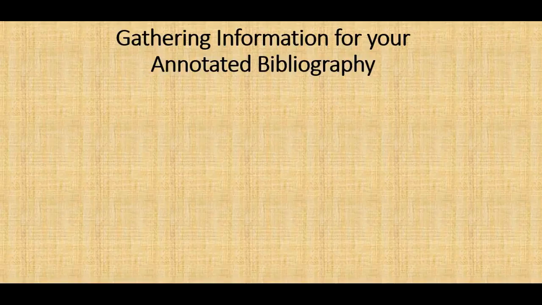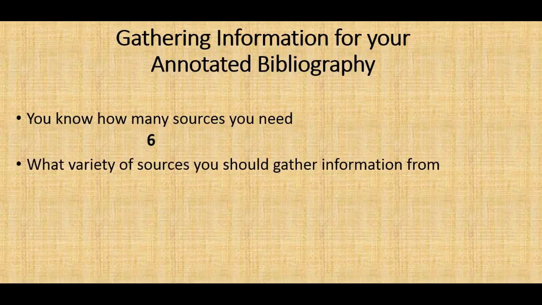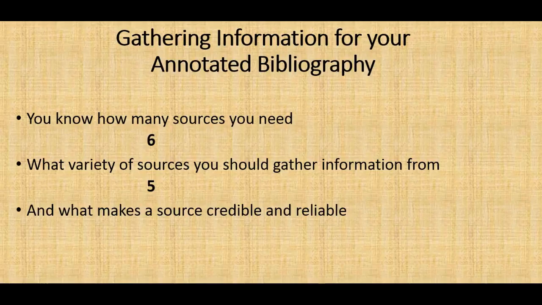Okay, now that you know what the assignment is, which is making an annotated bibliography, I'm going to show you how to get started with that. The first thing you need to know is how many sources you need for this assignment. That is 6. You've got to find 6 sources. The assignment also asks for a variety of sources. In other words, where are you pulling these sources from? The variety is asking for 5. We'll go over what that means in just a second.